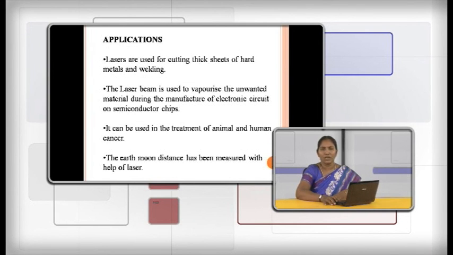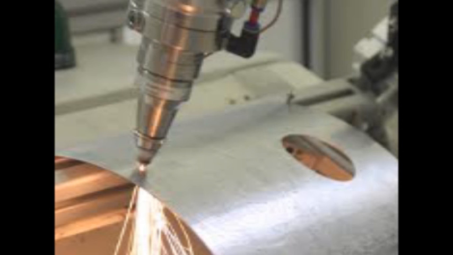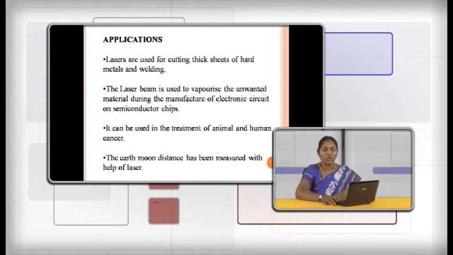Next, we are going to see some of the applications of laser. Lasers are used for cutting thick sheets of hard metals and for welding. The laser beam is used to vaporize unwanted material during the manufacture of electronic circuits on semiconductor chips. It can be used in the treatment of animal and human cancer. The Earth-Moon distance has been measured with the help of laser.